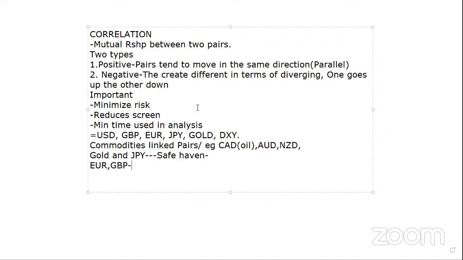So this we call positive correlation. When we come to negative correlation, we said that the pairs trade to create a difference or a divergence between them. They divide the pair. One goes this way, the other one goes in a different direction. So these are pairs like USD. Whenever USD is going up, always expect Euro to go down.